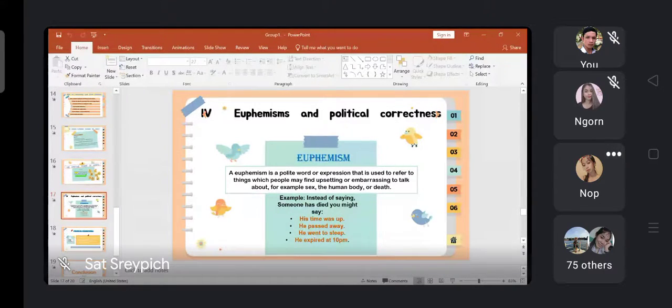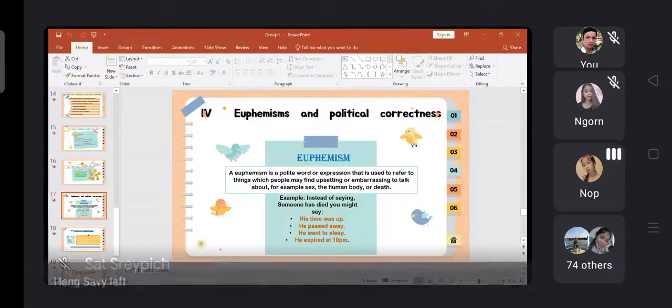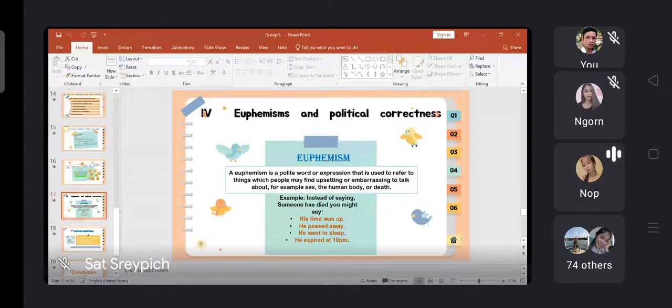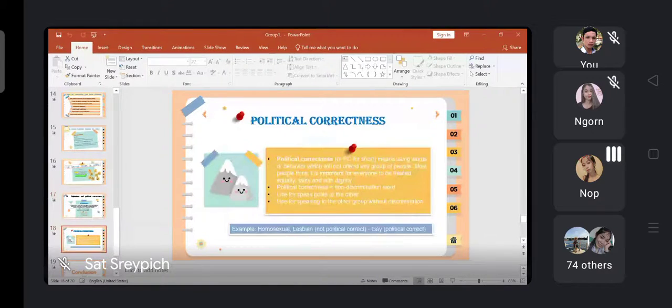And I would like to add something more. When you see an old person, you shouldn't say, oh, that's the old man or the old woman. You should say senior citizen. Or when someone is overweight, you shouldn't say that she or he is fat. You should say she is or he is chubby instead. Alright, let's move to the next slide.